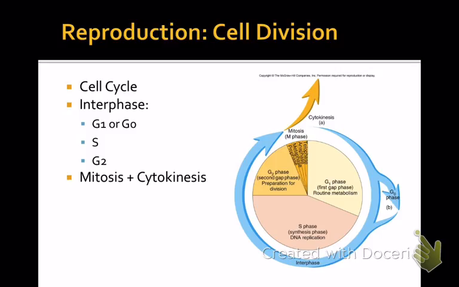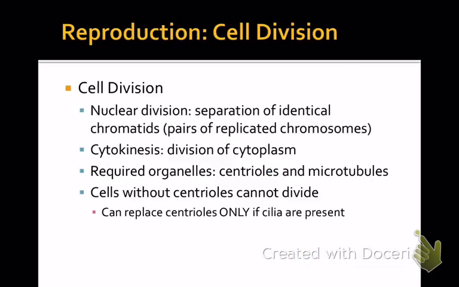Mitosis is the changes that we can see under the microscope as the chromosomes are prepared for division. And it is followed by cytokinesis, which is the actual pinching in half of the two daughter cells. So the nuclear division, that is the division of the replicated chromosomes, that's mitosis. And cytokinesis is the division of the entire rest of the cells. I did mention that you need centrioles and microtubules. In fact, cells that lose their centrioles cannot divide and can't replace their centrioles unless they have the base of a centriole, which happens to be the same as the base of a cilia, which is an interesting problem for another day.